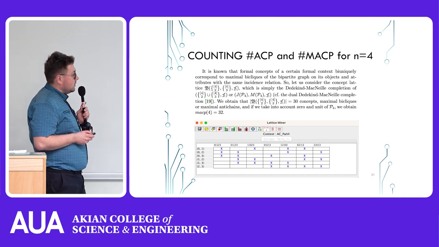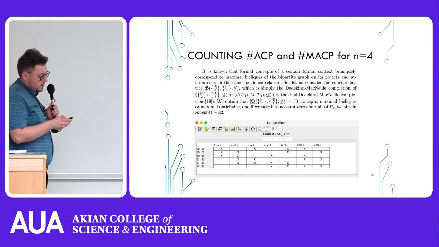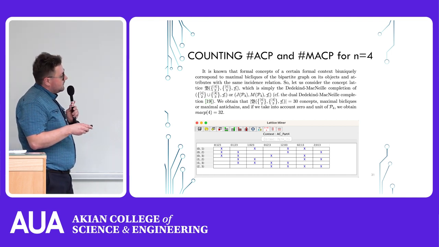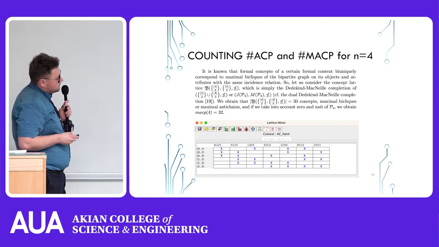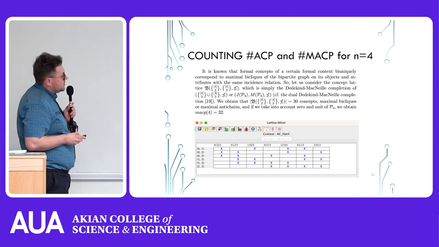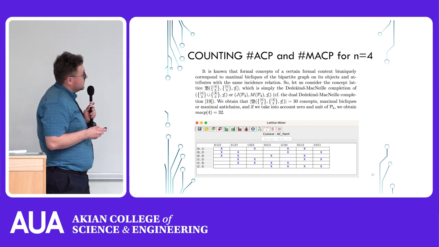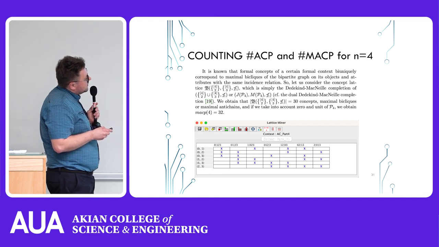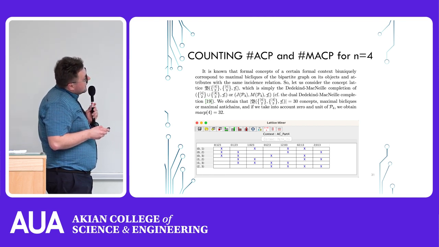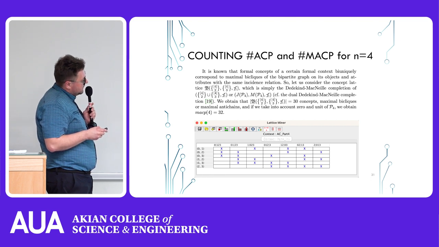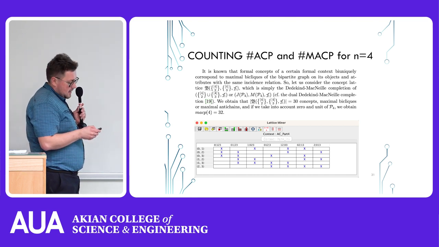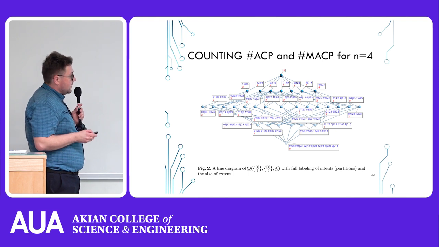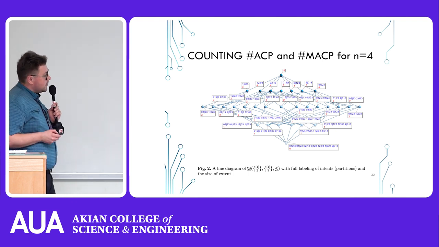And as an illustration, I would like to mention the case for N equals 4. Here you can see the binary representation of the corresponding partition lattice, or even two layers of the original partition lattice. And here we consider this relation on its partitions, and we can count 30 patterns or 30 concepts or maximal anti-chains. And if we add two more, we exactly obtain the number of maximal anti-chains in the original lattice.